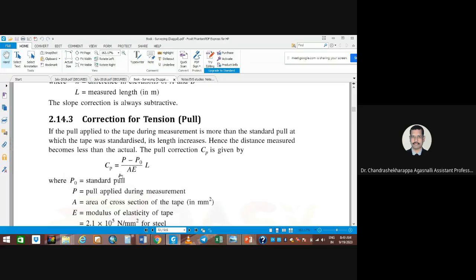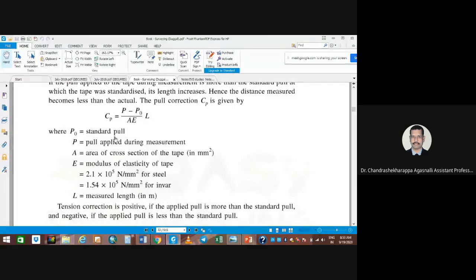CP is equal to the correction for tension, the correction for the pull. CP is equal to (P minus P0) divided by (A times E), multiplied by L. P0 is the standard pull, P is the pull applied during the measurement, A is the area of cross section, and E is the modulus of elasticity of the tape.